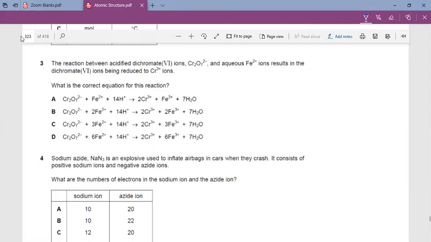Reaction between acidified dichromate, in case you don't know, is Cr2O7 2 minus, and aqueous Fe2 plus. Remember, the 2 first and then the minus. If you ask the oxidation state, it is minus 2. So the way they write this is a bit different. So please observe correctly. Aqueous Fe2 plus results in this one here. Now remember, they tell you the chromium here, of course, what now? For Cr2O7, you have to work it out. 2 minus here. The whole thing is 2 minus.